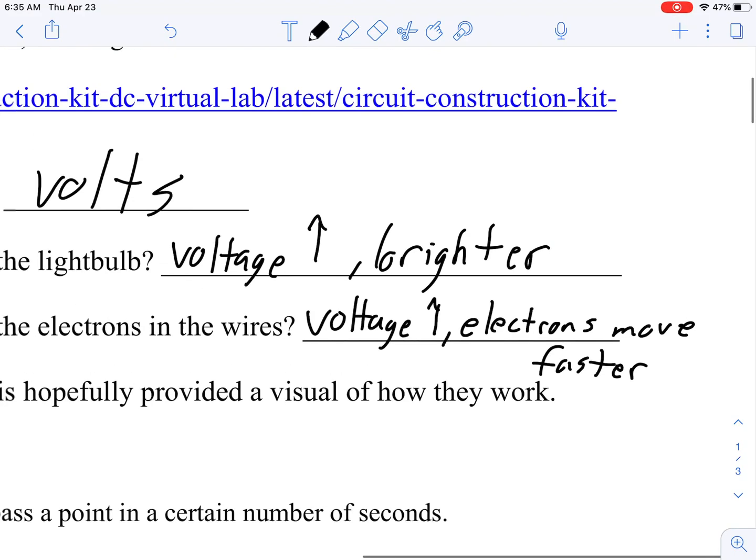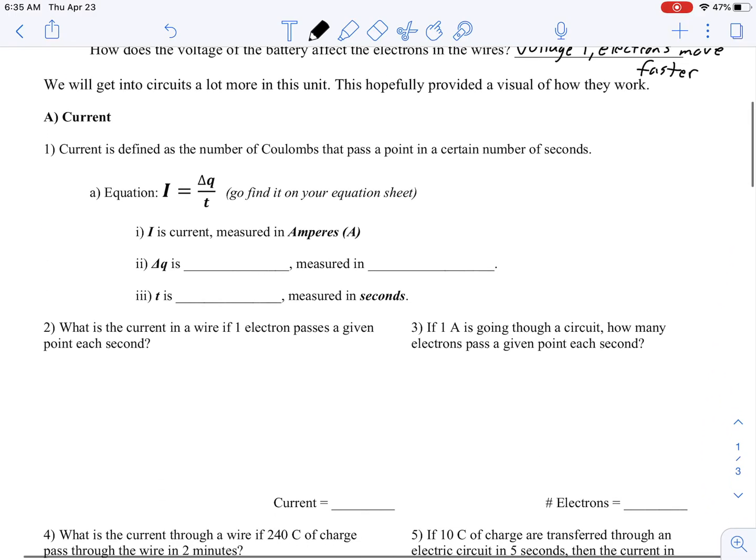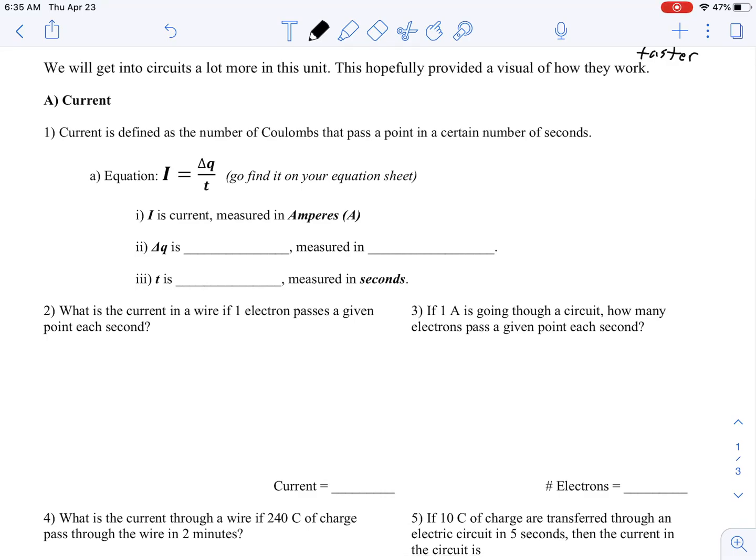All right, now we're going to work a lot with circuits in this unit. That was just to kind of get you a visual of what's going on. That's a great simulation. We're going to come back to it a few times. But we're going to kind of put it to the side for now. But the idea I want you to have in your mind right now is how voltage from the battery makes the electrons move. They can move fast, they can move slow. Okay? What we call that movement of electrons is current. Right? That's where we're at now.